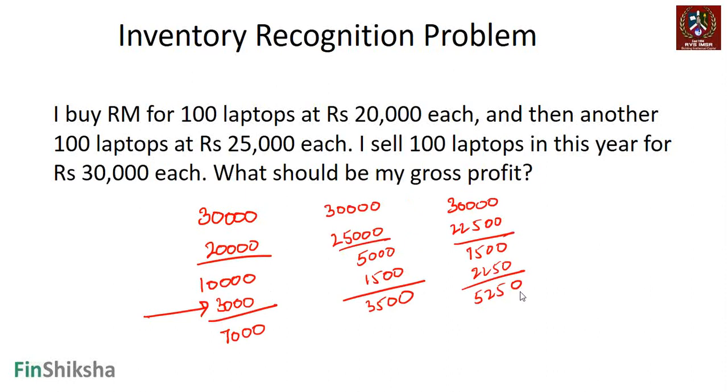Correct? So to understand this, we need to understand the basic principles that go under inventory recognition. What we have outlined here are three principles. Here, we are assuming the first laptop that comes in is the first laptop that goes out, right? That's a principle called first in, first out, FIFO. In this case, we are assuming that the last 100 laptops that came in are the ones that are going out. That's a principle called last in, first out, or LIFO. And the third one is nothing but a weighted average method. So you could use these three methods of inventory recognition.